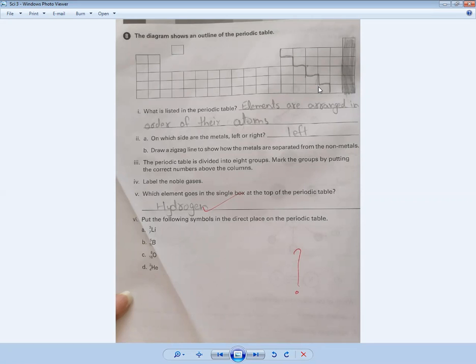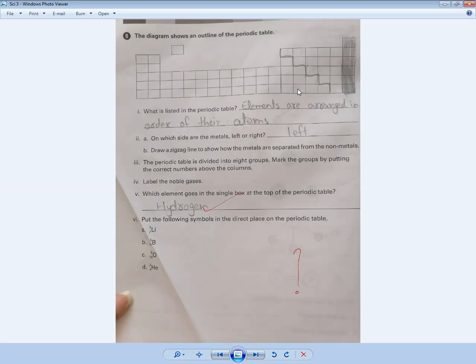Draw a zigzag line to show how the metals are separated from the non-metals. Okay, so this whole part is showing the metals, and this part is showing the non-metals. So this zigzag line tells us about the metals and non-metals. This is the metal part in the periodic table, and this is the non-metal part in the periodic table. I hope you understand it, and you also have to draw this line in your periodic table in your question.